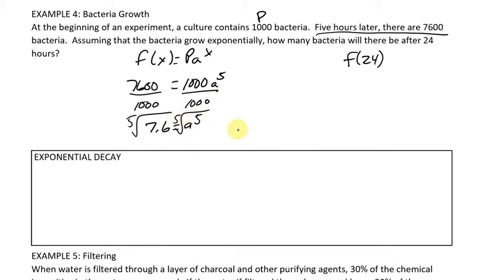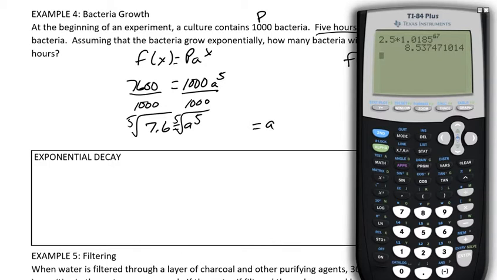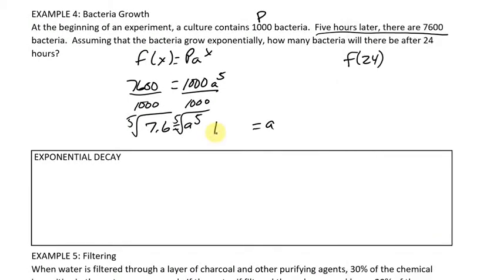So I can go to math, number 5, and I can type in the fifth root of 7.6, and I get 1.5002. So 1.5002 is A. So my complete function then is f of x equals 1000 times 1.5002 to the x power.